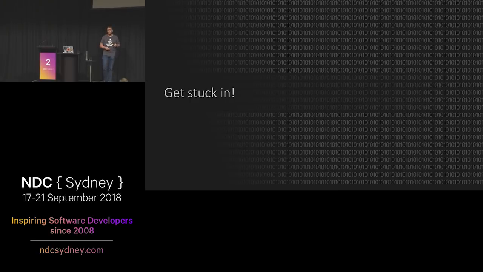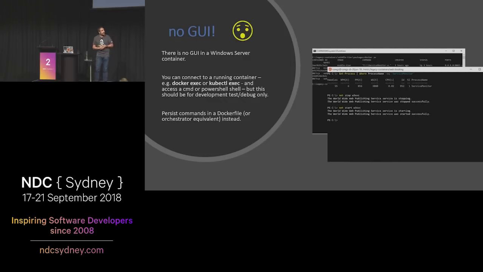So let's get stuck in and containerize this stuff. So what are we going to do? This is where most of my Windows-friendly admins go, Windows containers, where's the GUI? And they're like, oh no, there's no GUI. Now what? So yeah, Windows containers are headless. Windows Server Core is headless. Windows Nano Server is headless. So there is no GUI.